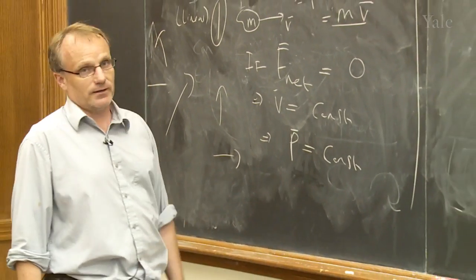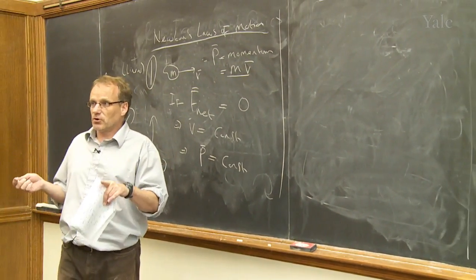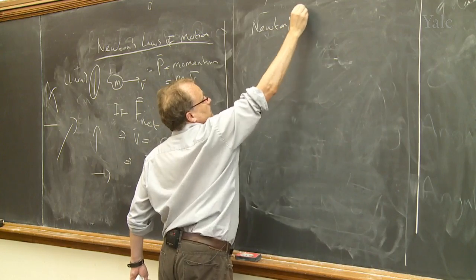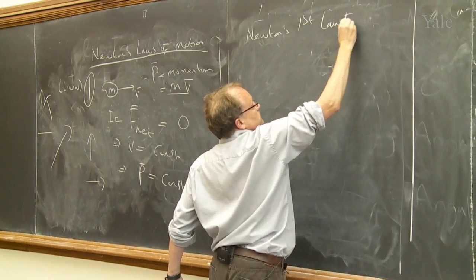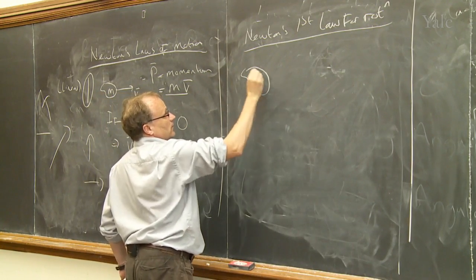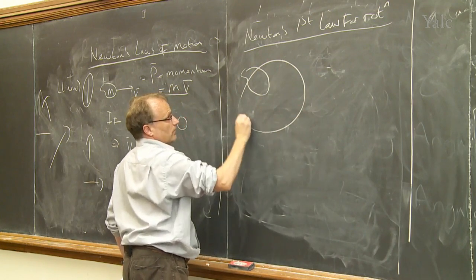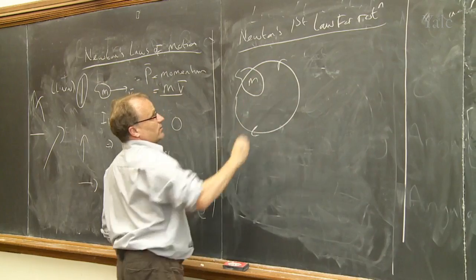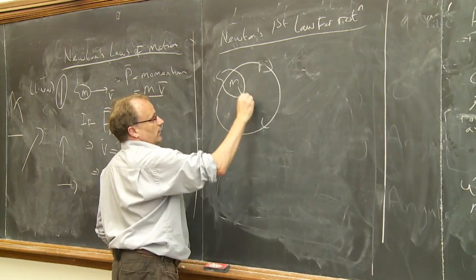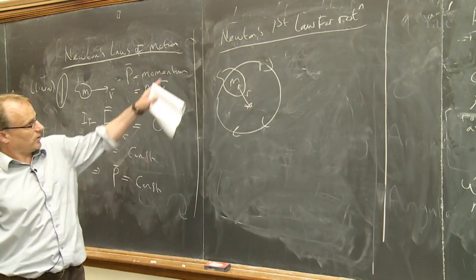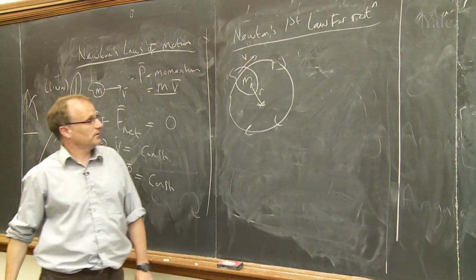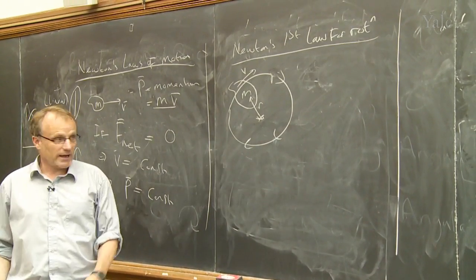Now, if something's rotating, you have this quantity called angular momentum. So Newton's first law for rotation says that if you have an object moving in a circle, let's say, here's our mass, and the circle, arrows need to go in the same direction, and this mass moves in a circle, a distance r from the center, and let's say it has a velocity v, then this mass has something called angular momentum.